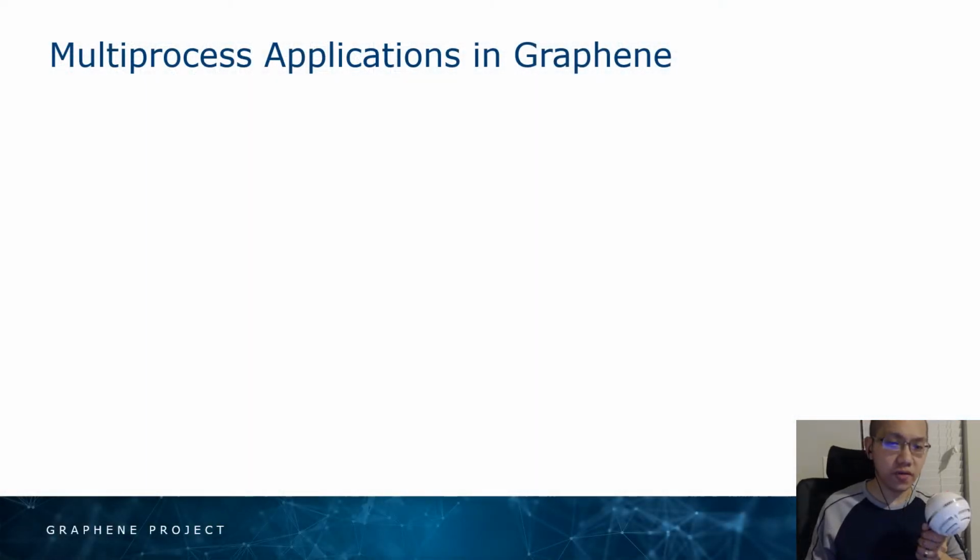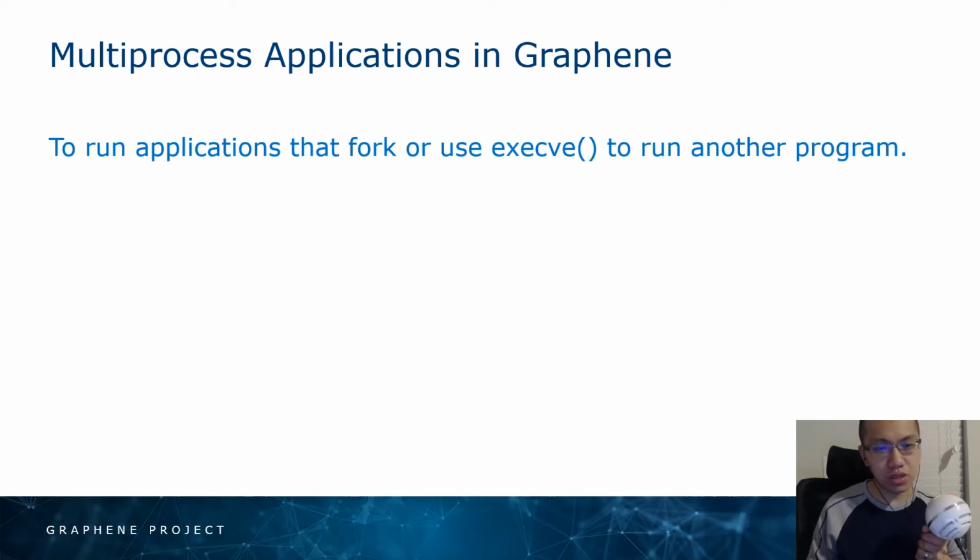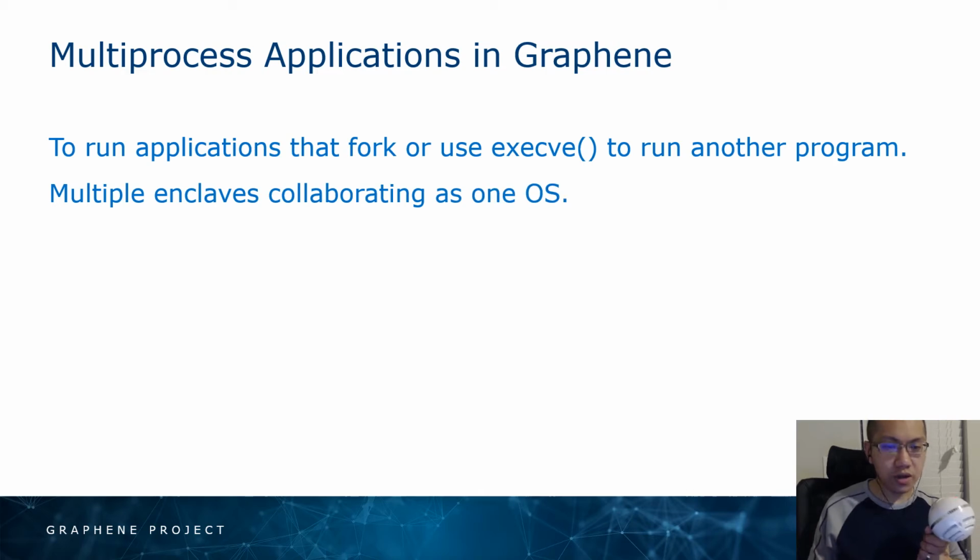The core concept of the Graphene Library OS is to support the multi-process applications of Linux. In Linux, there are a lot of multi-process applications that either use fork or use exec to run another program. To support these applications in confidential computing environments, we use multiple enclaves that collaborate and act as one single operating system to protect these applications.